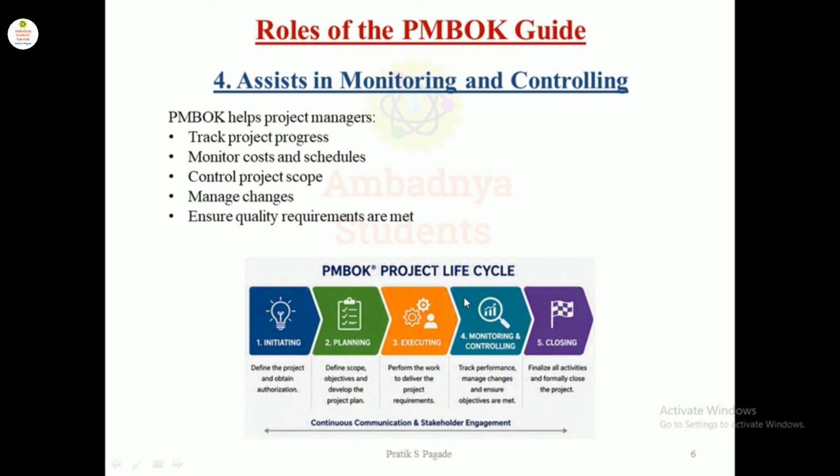Okay, so here is the project life cycle: initiating, planning, executing, monitoring and control, and closing. These are the five major phases of the project life cycle. Now see here, this helps prevent delays, cost overruns, and scope creep.